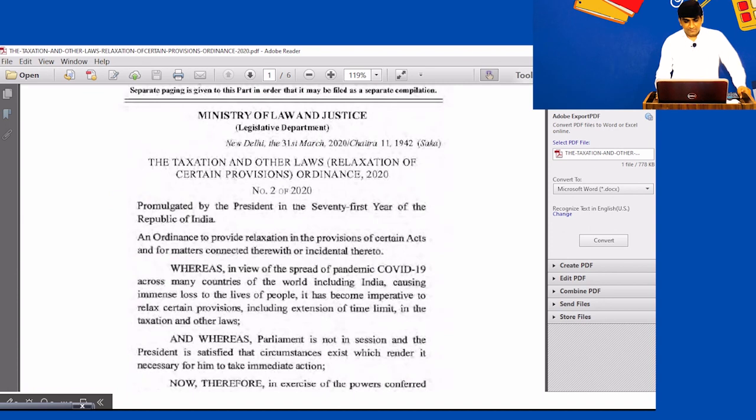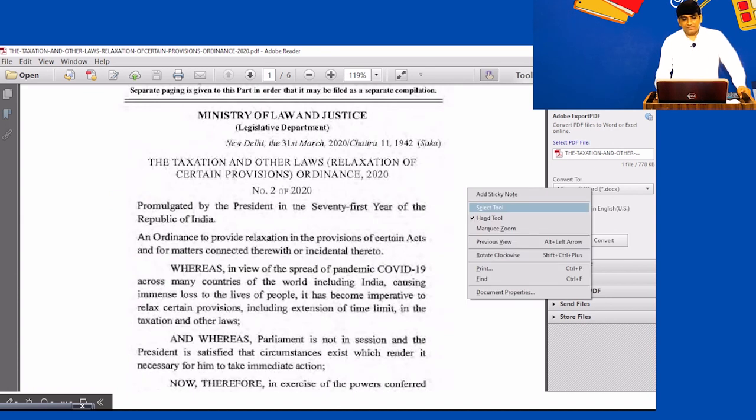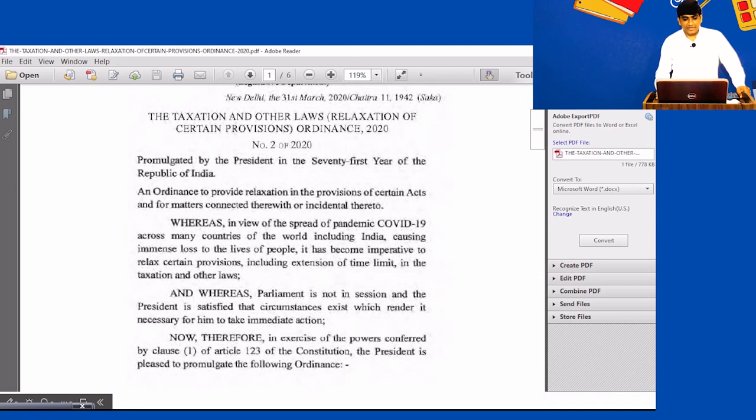It says, whereas in view of the spread of pandemic COVID-19 across many countries of the world, including India, causing immense loss to the lives of people, it has become imperative to relax certain provisions, including extension of time limit in the taxation and other laws. This ordinance was brought in for extension of time limit in taxation and other laws.